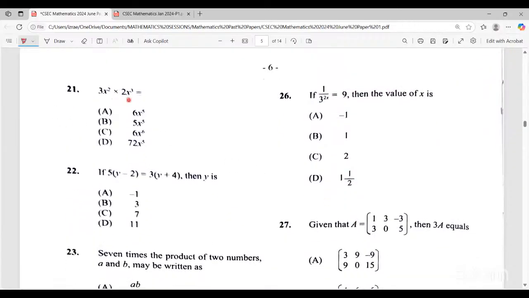Number 21, 3x squared by 3x cubed. 3 times 3 is 9, and you add the powers on top. 2 add 3 is 5. You get 9x to the power 5. That's A. So we enter the algebra side.